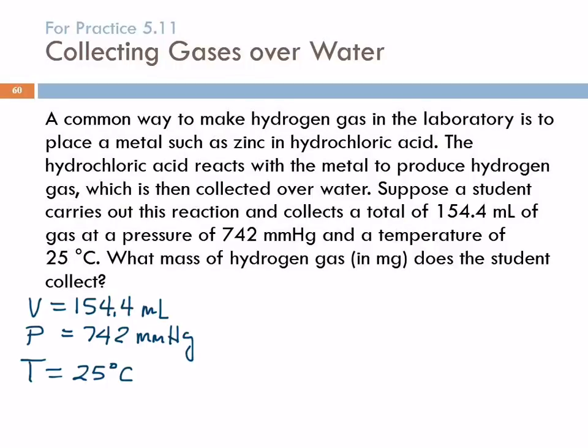I've got hydrogen gas, but I also have what? I've got water, because it's collected over water. If it's collected over water, it's a mixture. So this pressure that I'm given is the total pressure. I need to find out what the pressure of the hydrogen is. How am I going to do that? I need the pressure of the water. So I'm going to have to look this up.